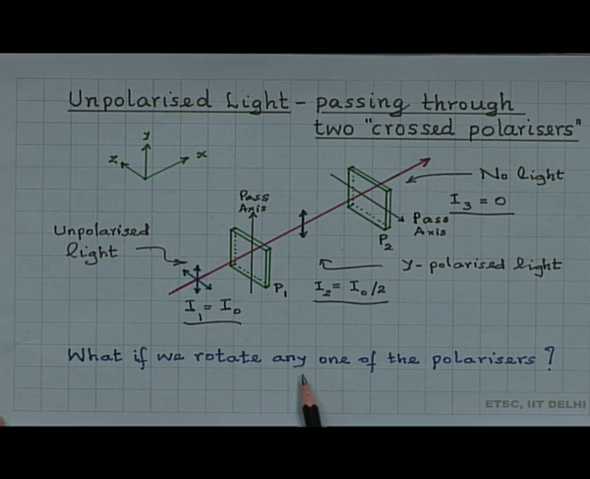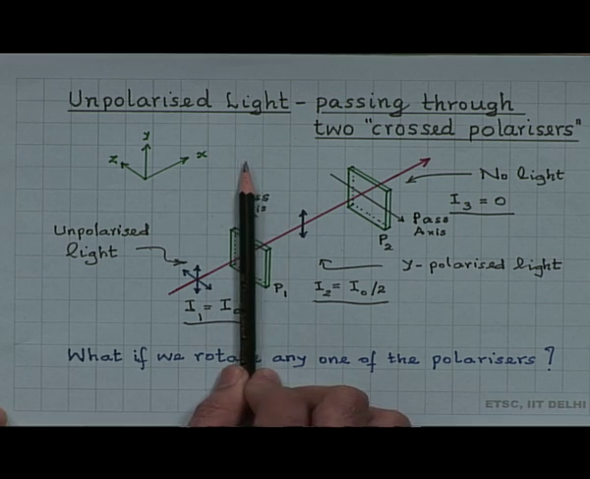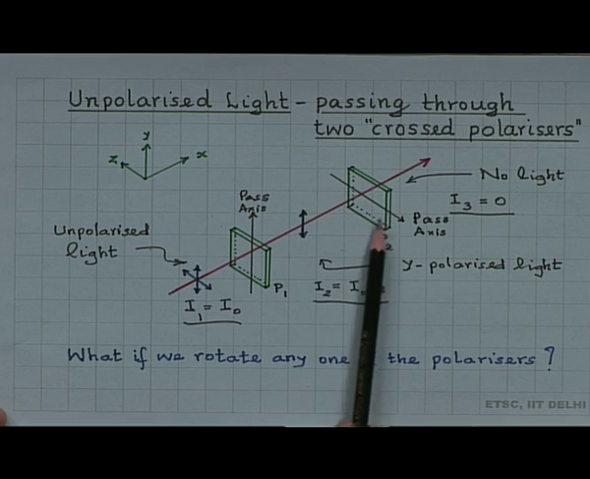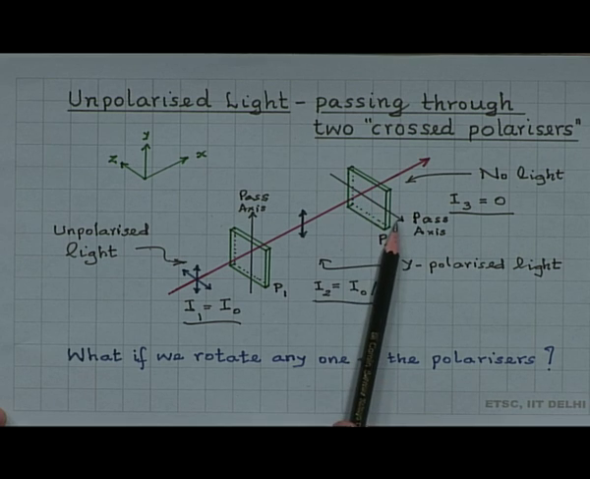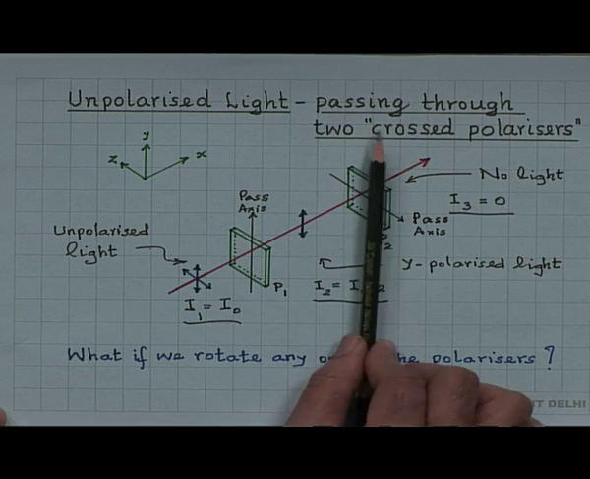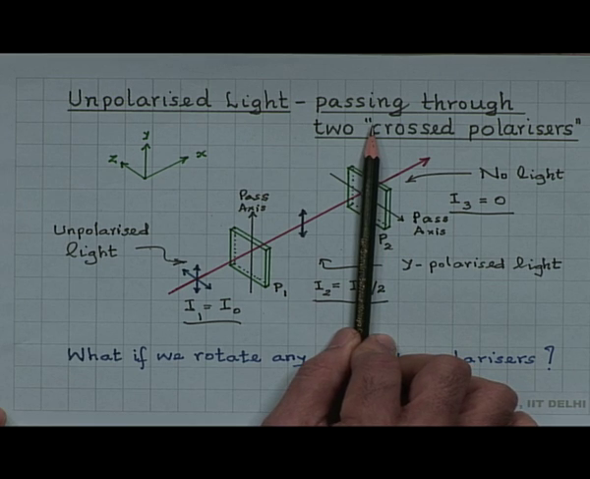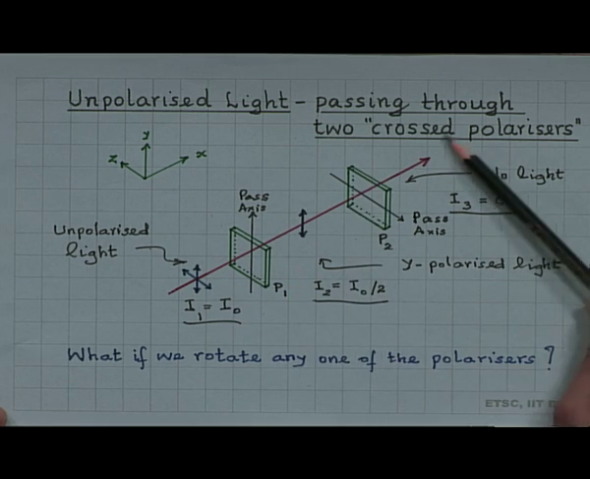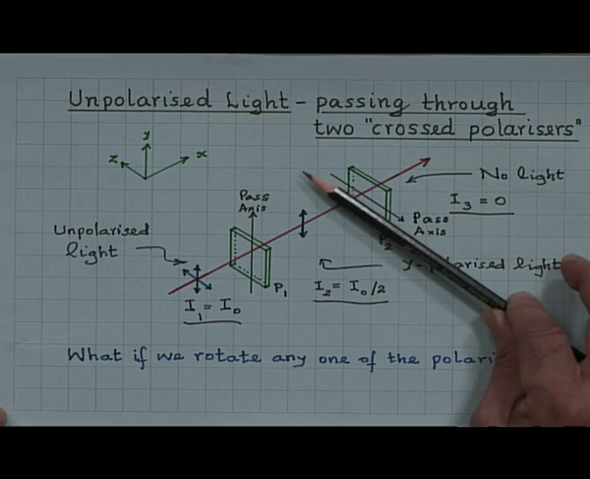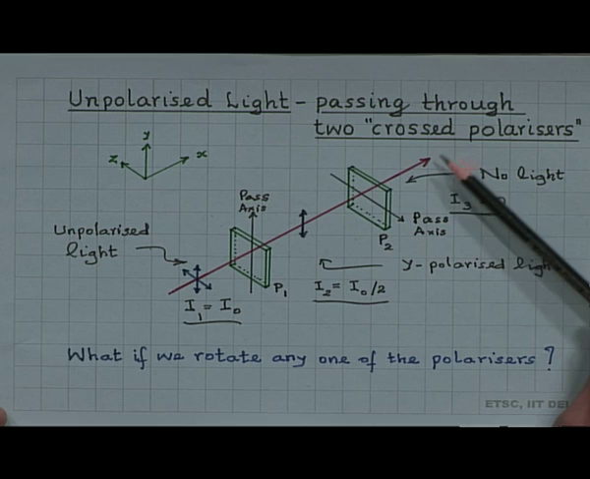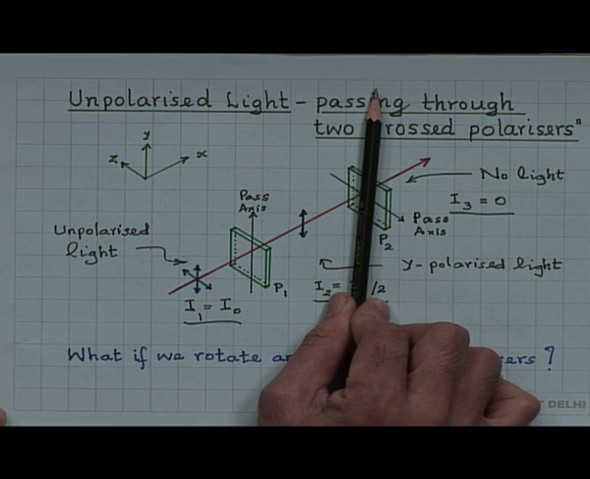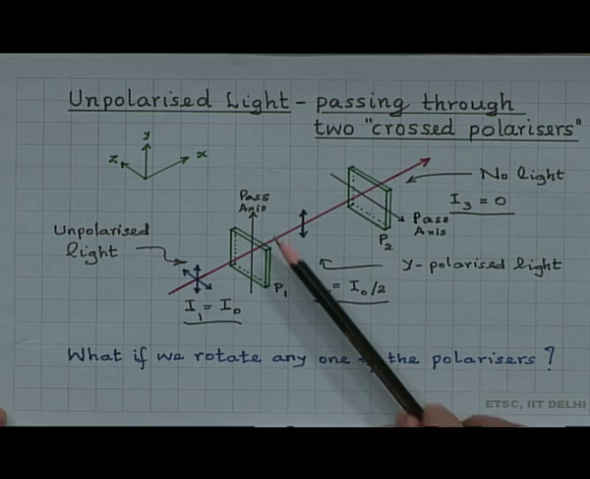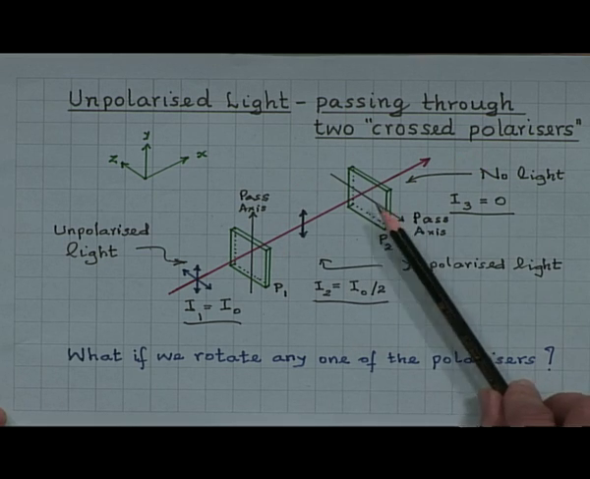What if we rotate any one of the polarizers? Let us keep this constant, and rotate this. As we rotate, the path axis changes, and finally, when the path axis becomes parallel to y, we get full light coming through. When it is perpendicular to y, then no light. When it is parallel to y, then all the light passes through the second polarizer as well.